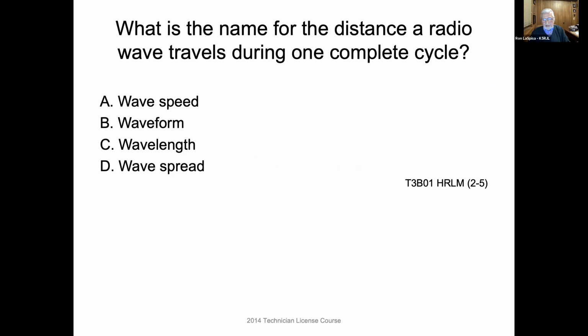First of all, what is the name for the distance a radio wave travels during one complete cycle? I like to call on folks, but I don't see too many folks over here, and the ability of this Zoom session to work and help me identify you all. So I don't know if anybody wants to shout out what's the answer to this question.